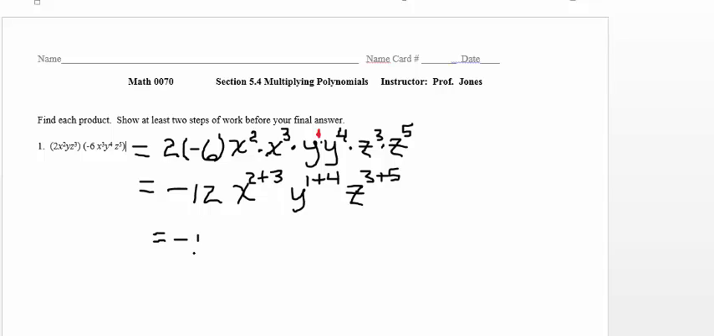So we have negative 12 times x to the fifth times y to the fifth times z to the eighth as our final answer.